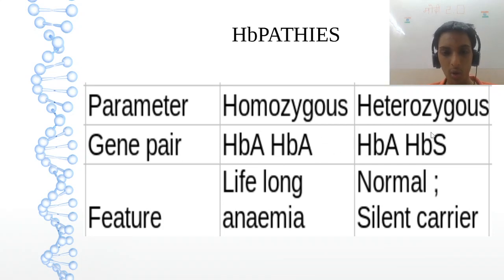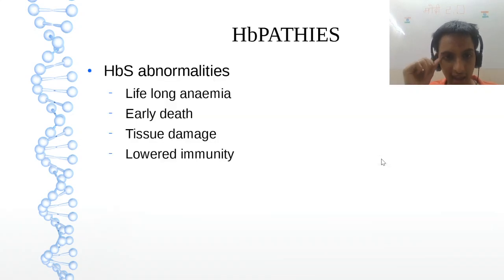Okay. What important feature will we see? Those who have homozygous, they will have lifelong anemia. They will give it to their generations. That means if the father has it, his son will have it, his son's son will have it, and like that it will keep transmitting. Okay. Heterozygous, they will be normal, but they are silent carriers.